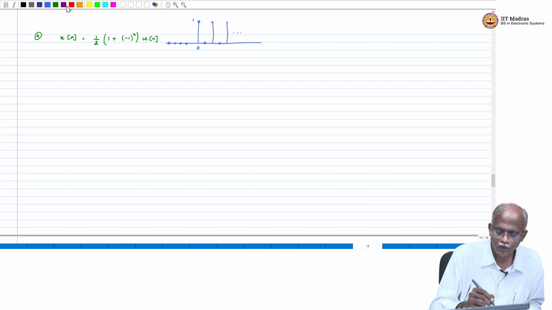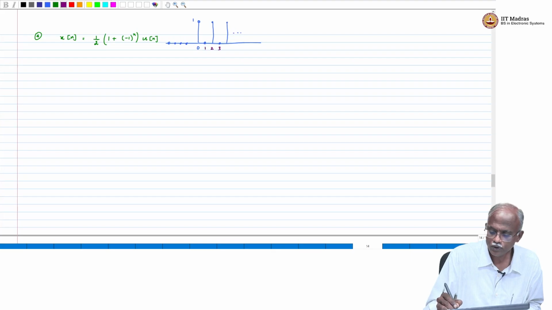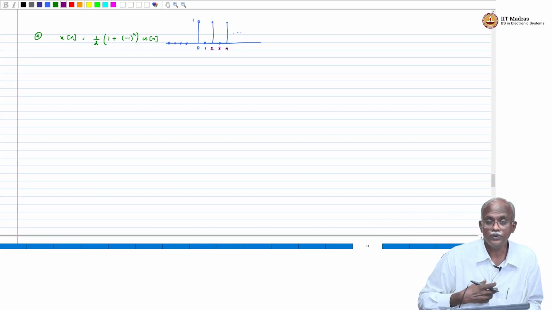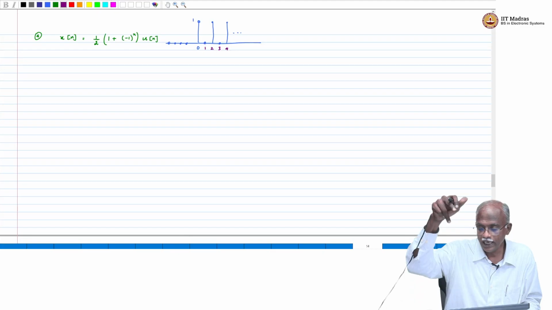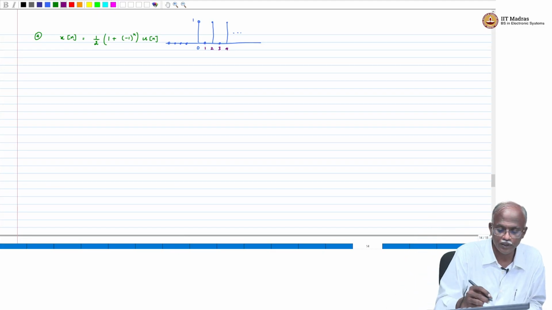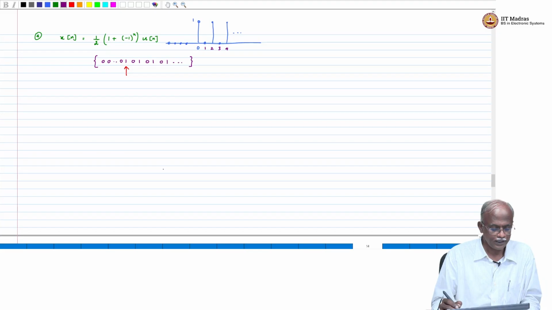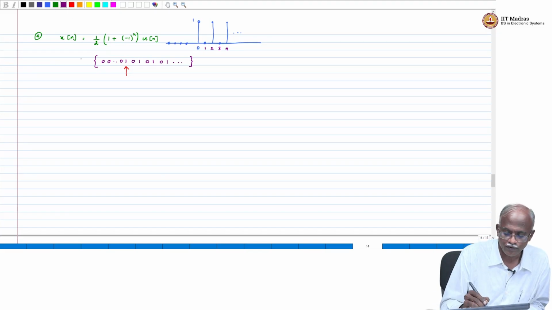So this is 0, 1, 2, 3, 4. All the even terms have got a value equal to 1. They look like the unit step. The odd terms have been forced to a value of 0. Okay, always good to write down the sequence. So it is all zeros up to the point where you get the origin. Okay, all zeros up to this point, and then from this point on you alternate 0, 1, 0, 1, 0, 1, dot, dot, dot. That's the expression that we have. Okay, so this is x of n.